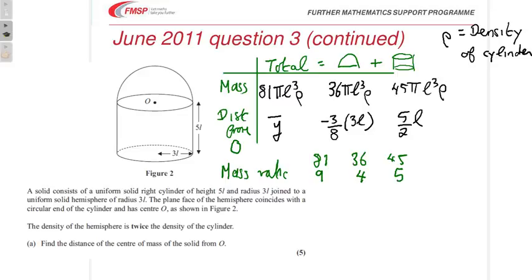Taking moments about O, taking the mass to be 9 instead of the 81 pi l cubed, 9 y bar is equal to 4 times the distance, the minus 3/8 of 3l. This is the distance of the centre of mass of a solid hemisphere from your formula book, 3/8 of the radius. It's negative because it's above O, whereas the centre of mass of the cylinder will be below O. So carrying on, 4 times minus 9l over 8. Check these figures.